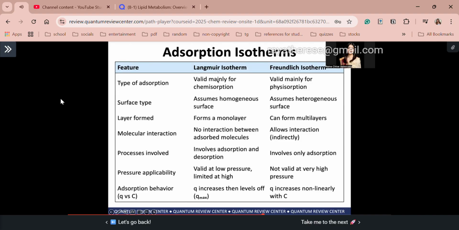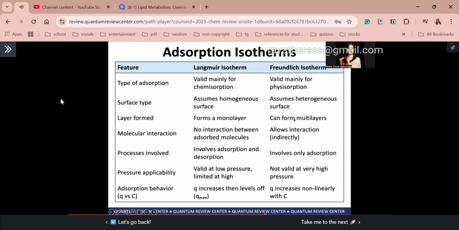Next, in terms of surface type, for Langmuir isotherm, it assumes a homogeneous surface, okay, where all adsorption sites are identical. While for a Freundlich isotherm, it assumes a heterogeneous surface, where the sites vary in strength and mass. Okay? In terms of layer form naman, for Langmuir, it forms a monolayer. So only one molecule lang per site ang ma-adsorb. So wala tayong stacking na nagaganap.